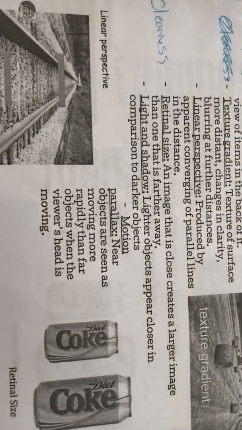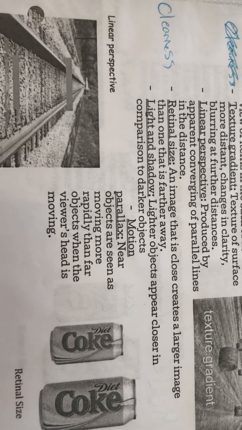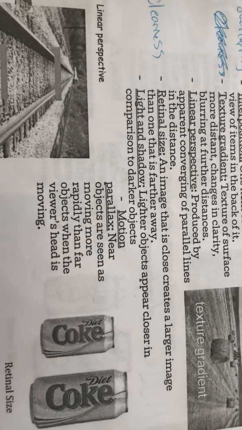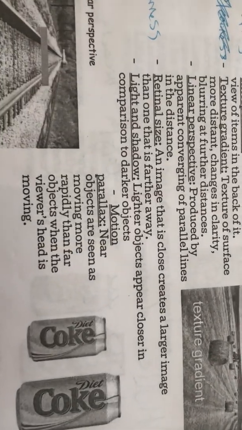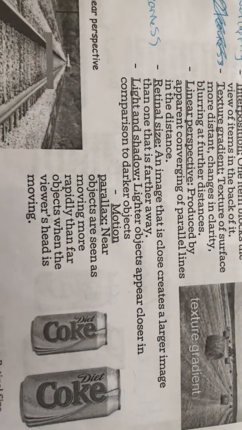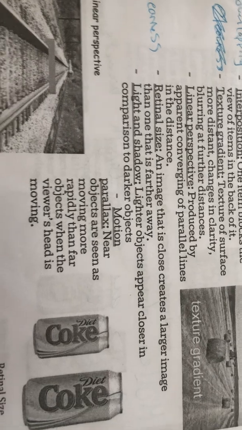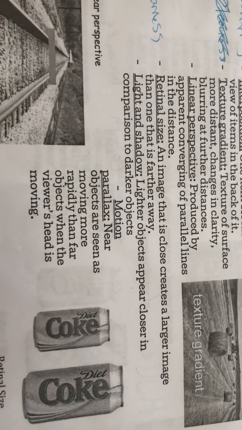We then have light and shadow. Lighter objects appear closer in comparison to darker objects. If you're looking at a picture and you see some shadows and some shading, those lighter objects may appear to be closer, and the ones that are darker may seem to be farther away.